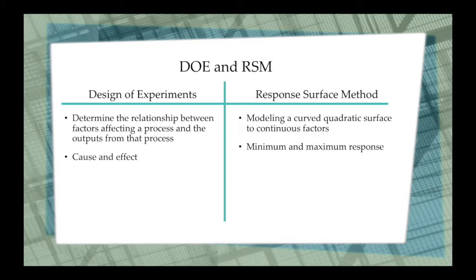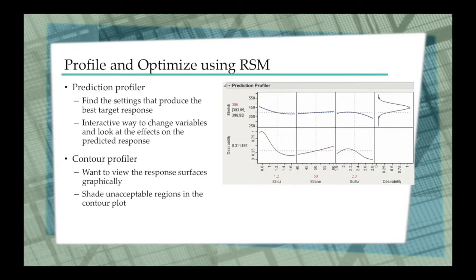According to the Design of Experiments guide, you perform a response surface method design of experiments when you are modeling a curved quadratic surface to continuous factors. It can pinpoint a minimum and maximum response if one exists inside the factor region. Three distinct values for each factor are necessary to fit a quadratic function, so the standard 2-level designs cannot fit curved surfaces. You profile the response surface method using the prediction profiler or the contour profiler.